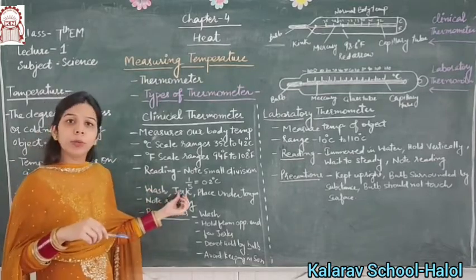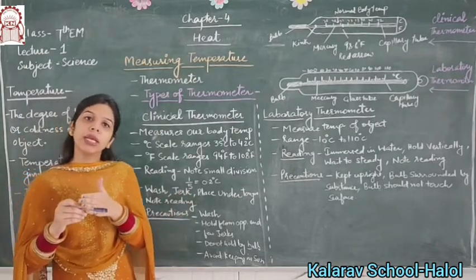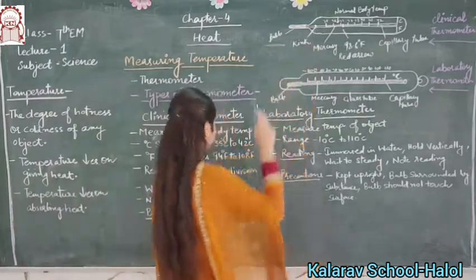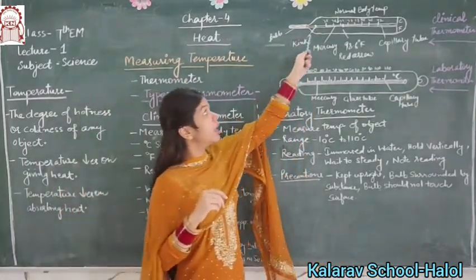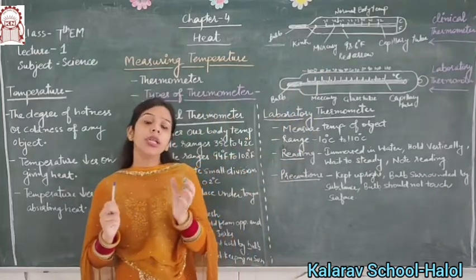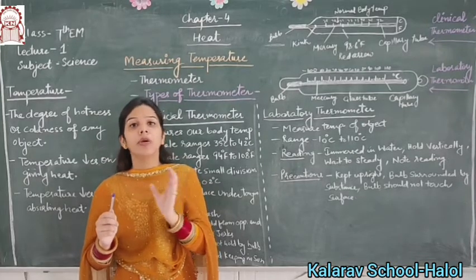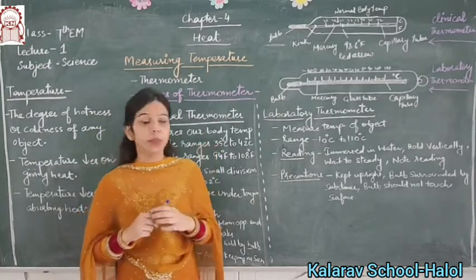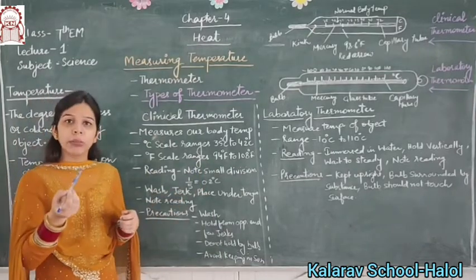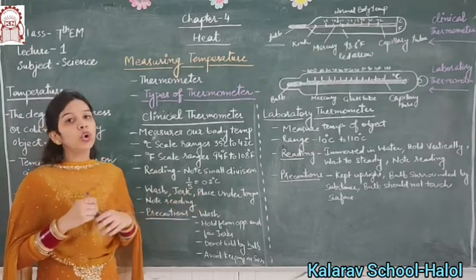That jerk is very important because it helps us to bring the mercury below 35 degrees Celsius. It should be placed here. Here is a kink there. The function of this kink is to prevent the level of mercury from falling in the thermometer. So that kink is very important. Next you have to place this thermometer from the side of the bulb under your tongue and note the reading.